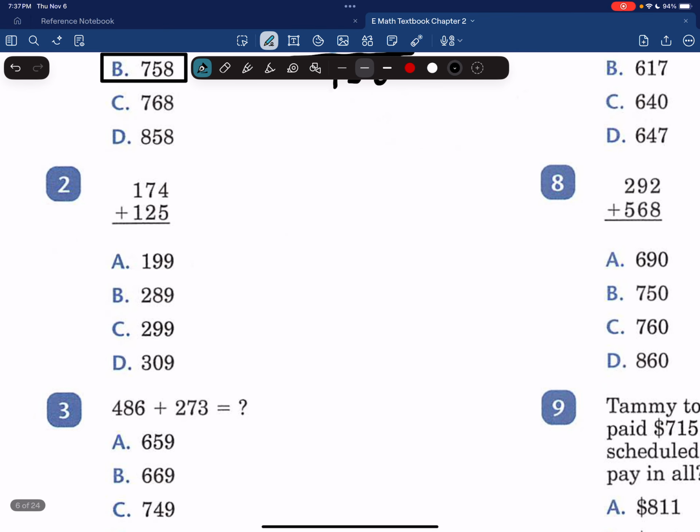Number 2, I have 174 lined up to 1, 2, 5, and I will start with my ones column. 4 and 5 make 9, and there's nothing to carry. 7 and 2 make 9, and there's nothing to carry. 1 and 1 make 2, and that's the answer, 299.